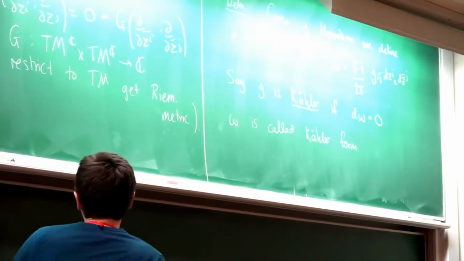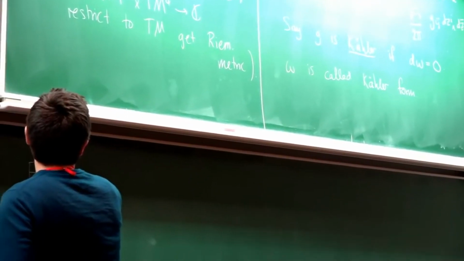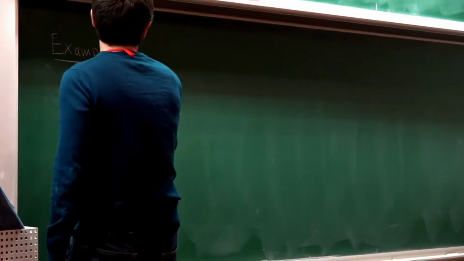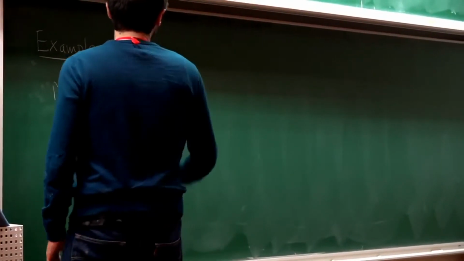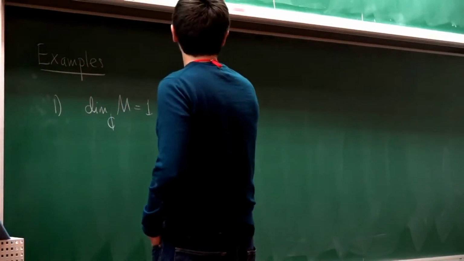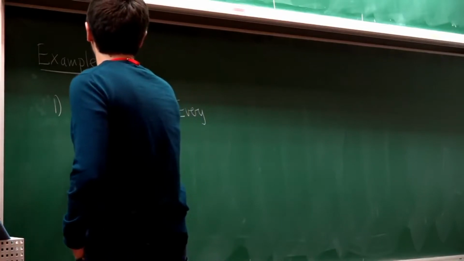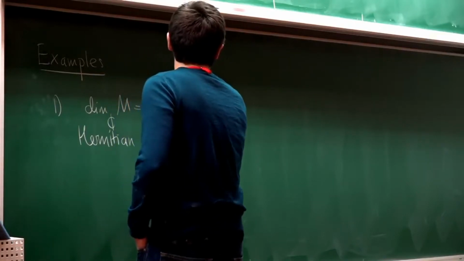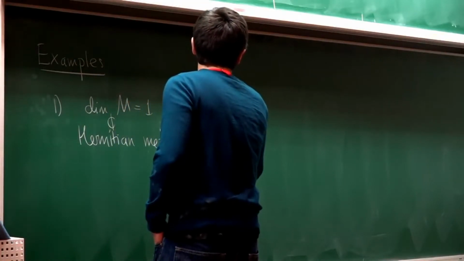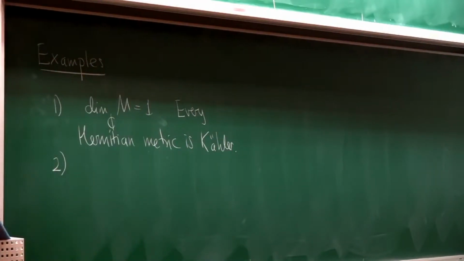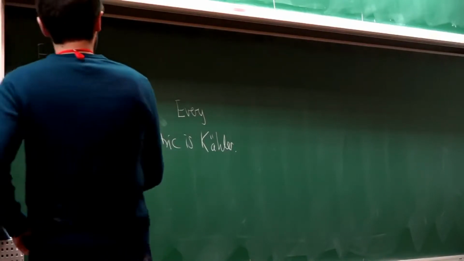Okay. Let me give some examples. So this is all very basic stuff so far. So of course, if the dimension of M is 1, in other words, it's a Riemann surface, then of course every Hermitian metric is Kähler. Every Hermitian metric is Kähler. And that's just because omega is a 2-form, so take d of it, you're going to get 0 on a manifold of 2 real dimensions.